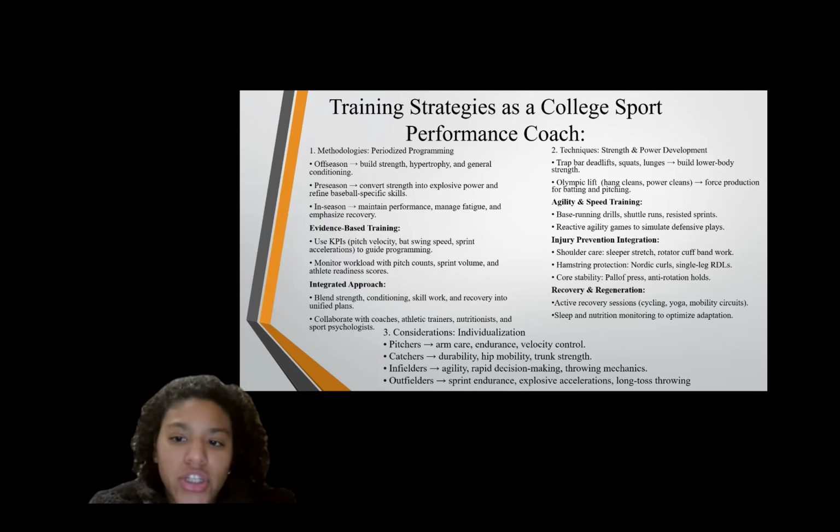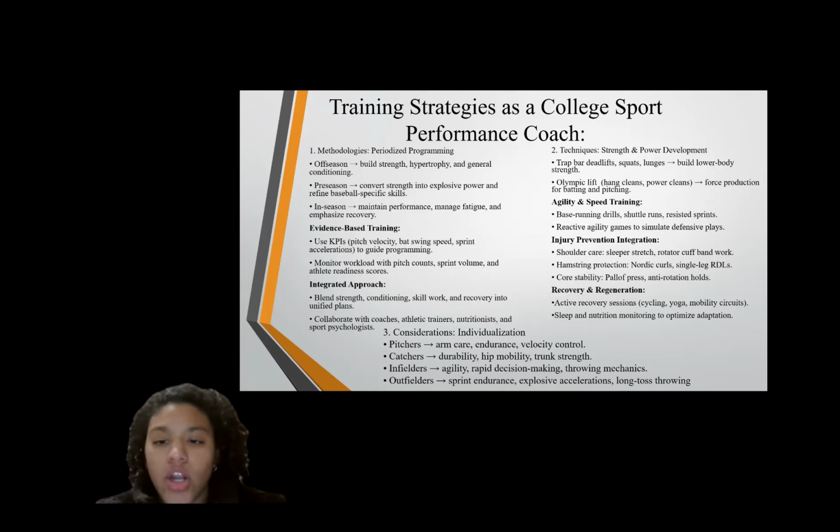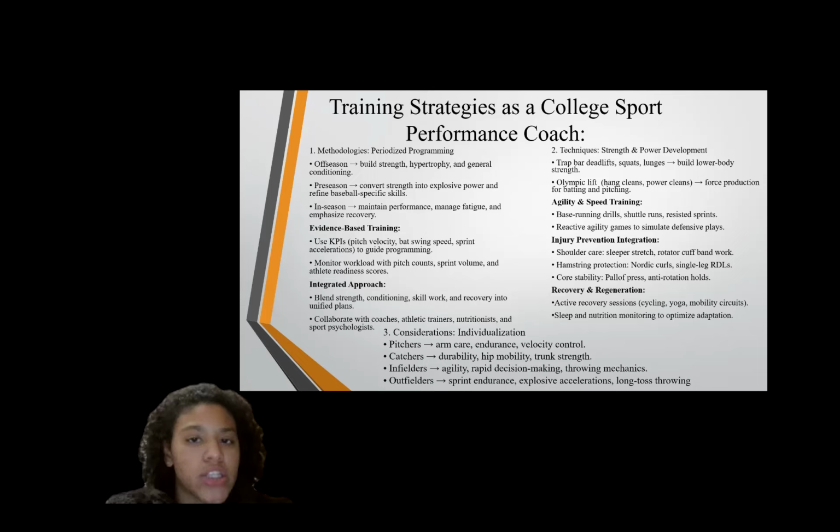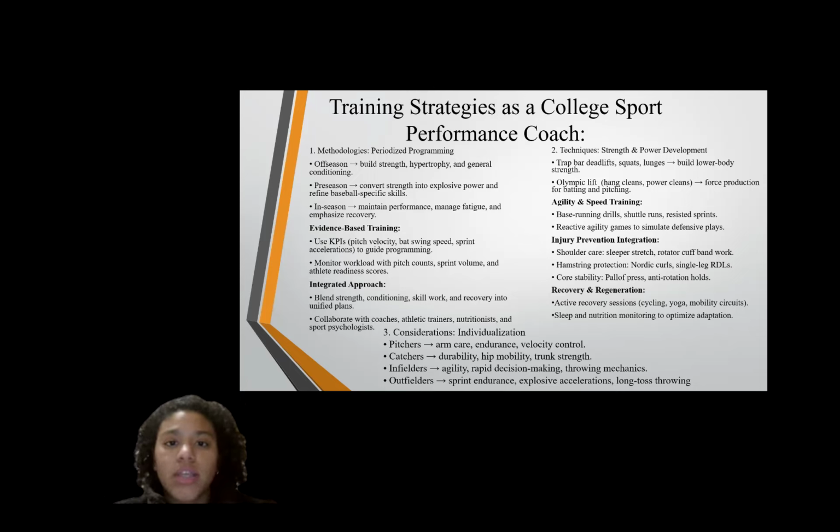And then injury prevention integration, I would want them to do a lot of shoulder care. So doing a lot of sleeper stretches, rotator cuff band work, making sure that they're constantly strengthening those rotator cuffs. So it's a must every single day. They have to focus on that. And then of course we have hamstring protection. So I would want to implement some Nordic curls or single leg RDLs for core stability. The Pallof press, like the anti-rotation holds, would be really good for baseball players as well.